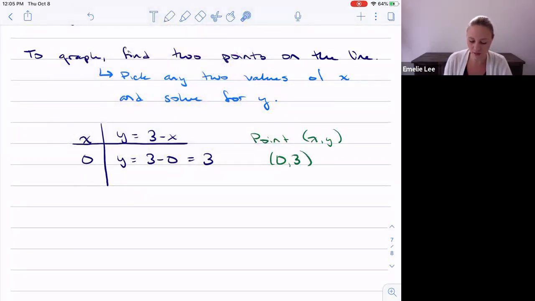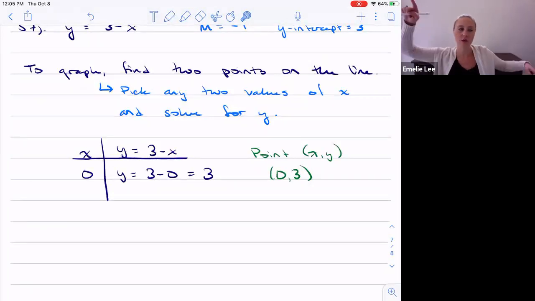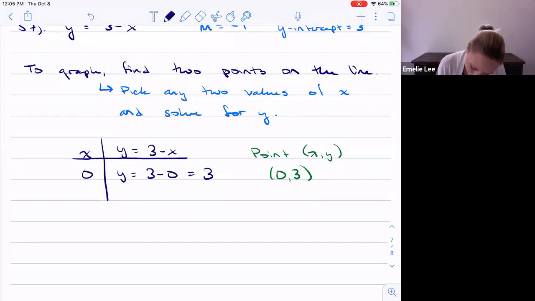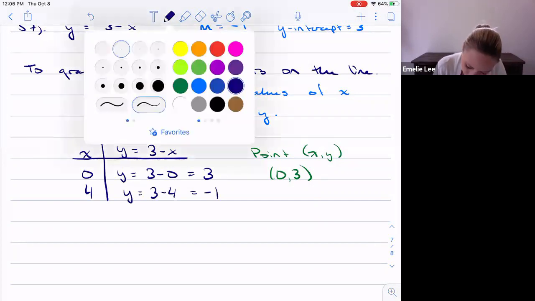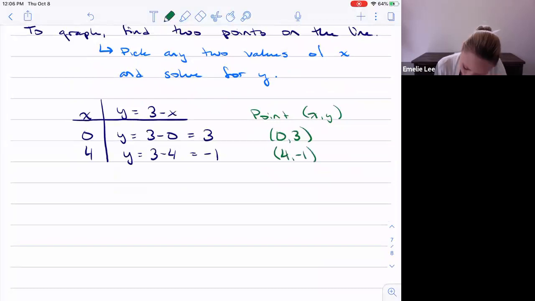For the second value, it does not matter what value of x I plug in, because it's all on the line. I could put in 1.4 if I wanted to, but it's hard to graph, right? So how about we do x equals 4. Wow, crazy, right? If x is 4, then y is 3 minus 4, which is negative 1. So the next point on the line is (4, -1).